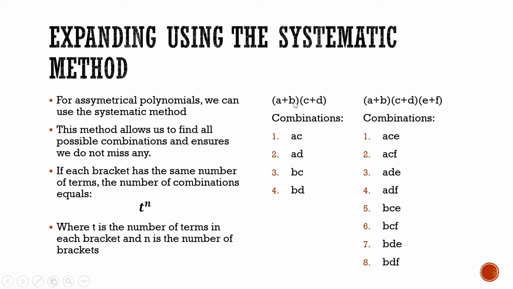So (a + b) times (c + d) is ac + ad + bc + bd. And this here is ace + acf + ade + adf + bce + bcf + bde + bdf.